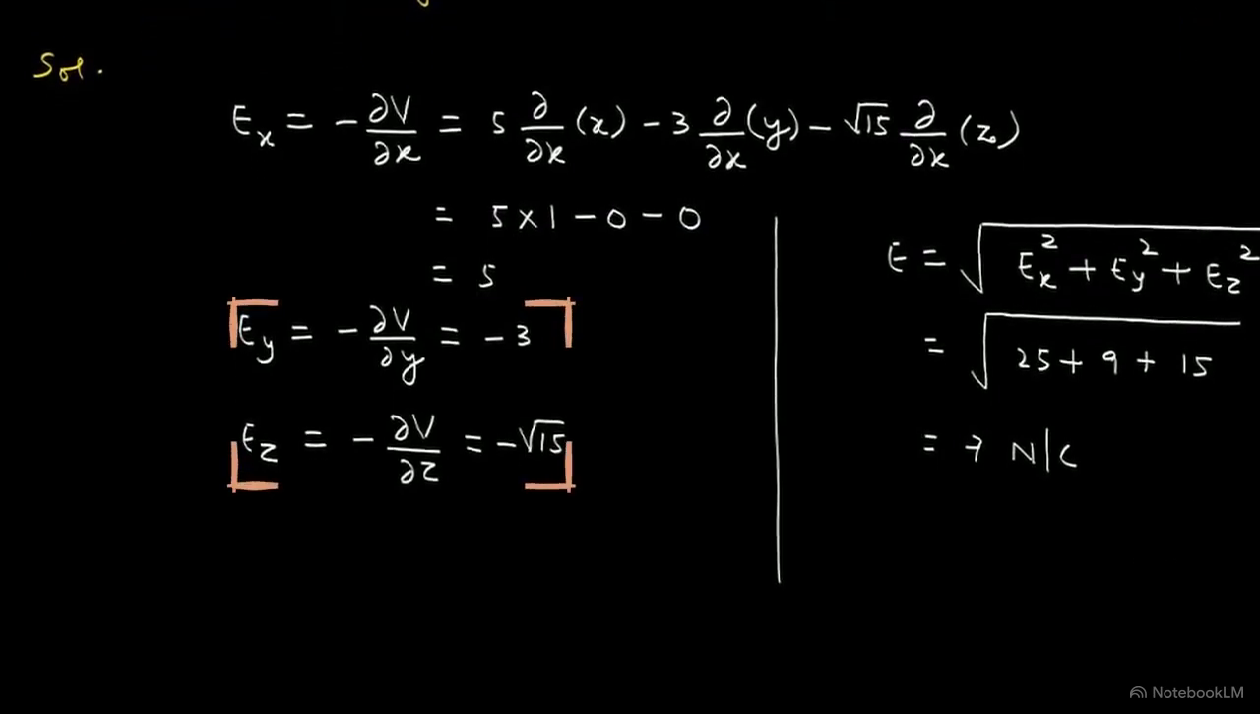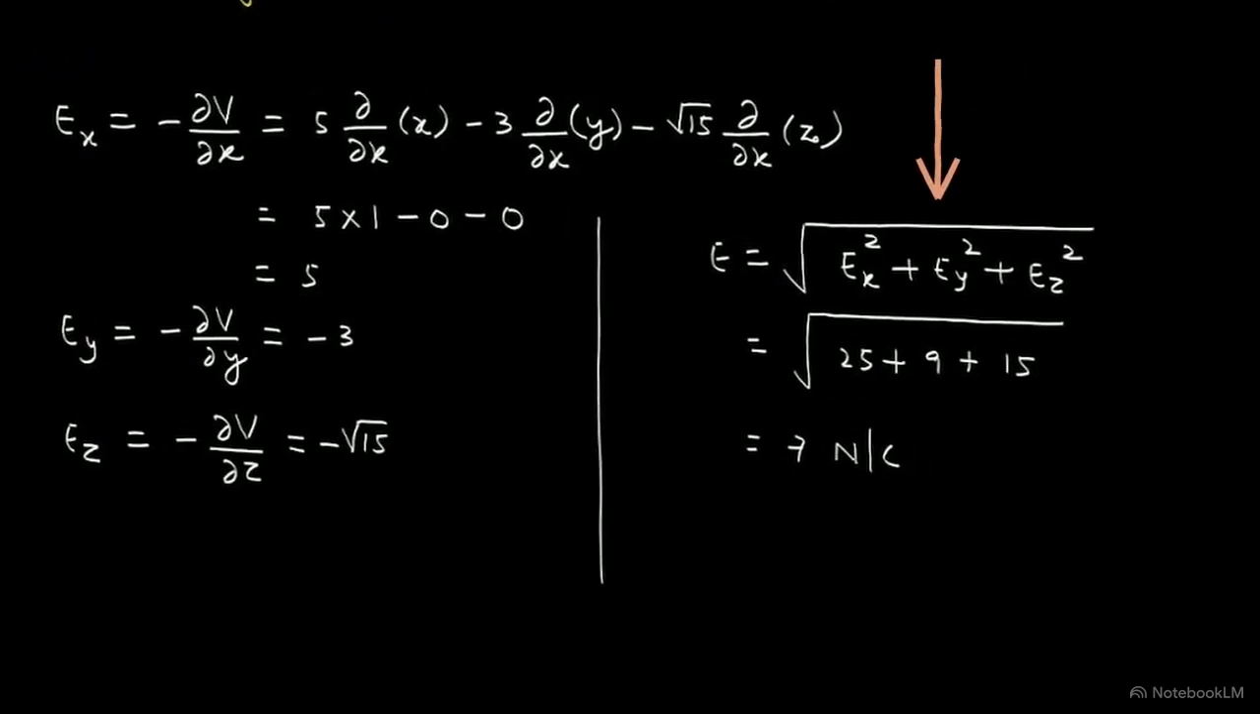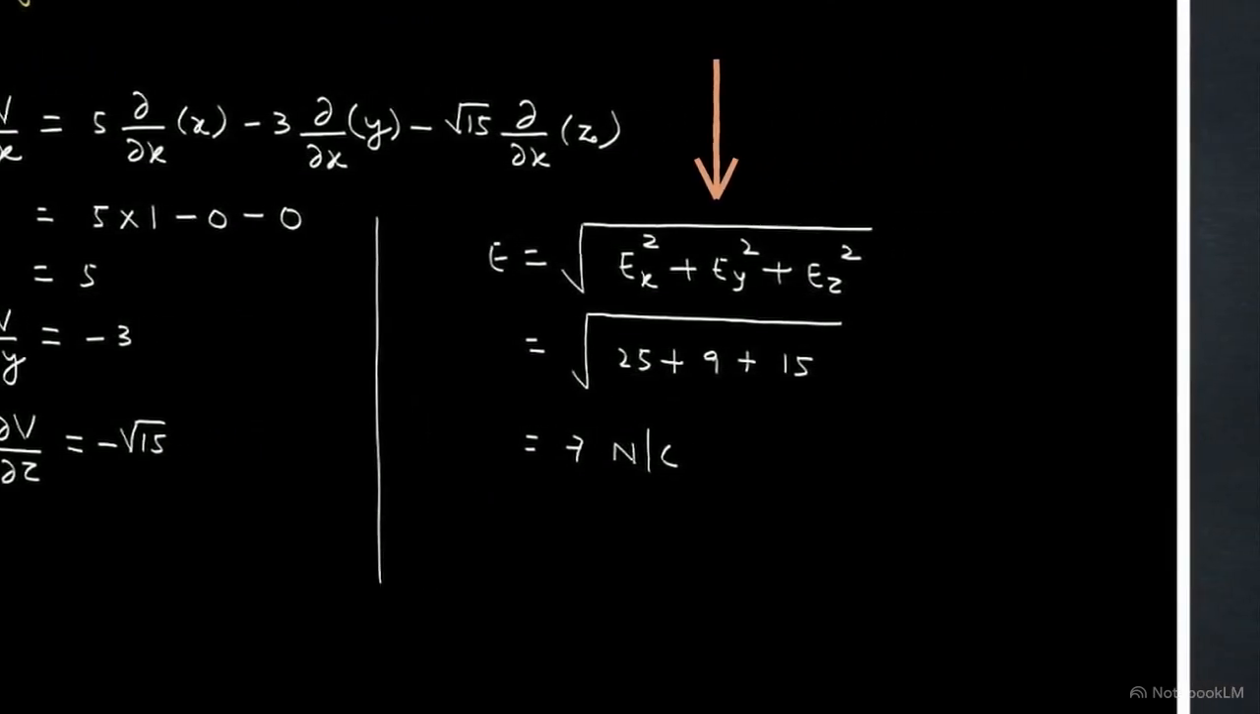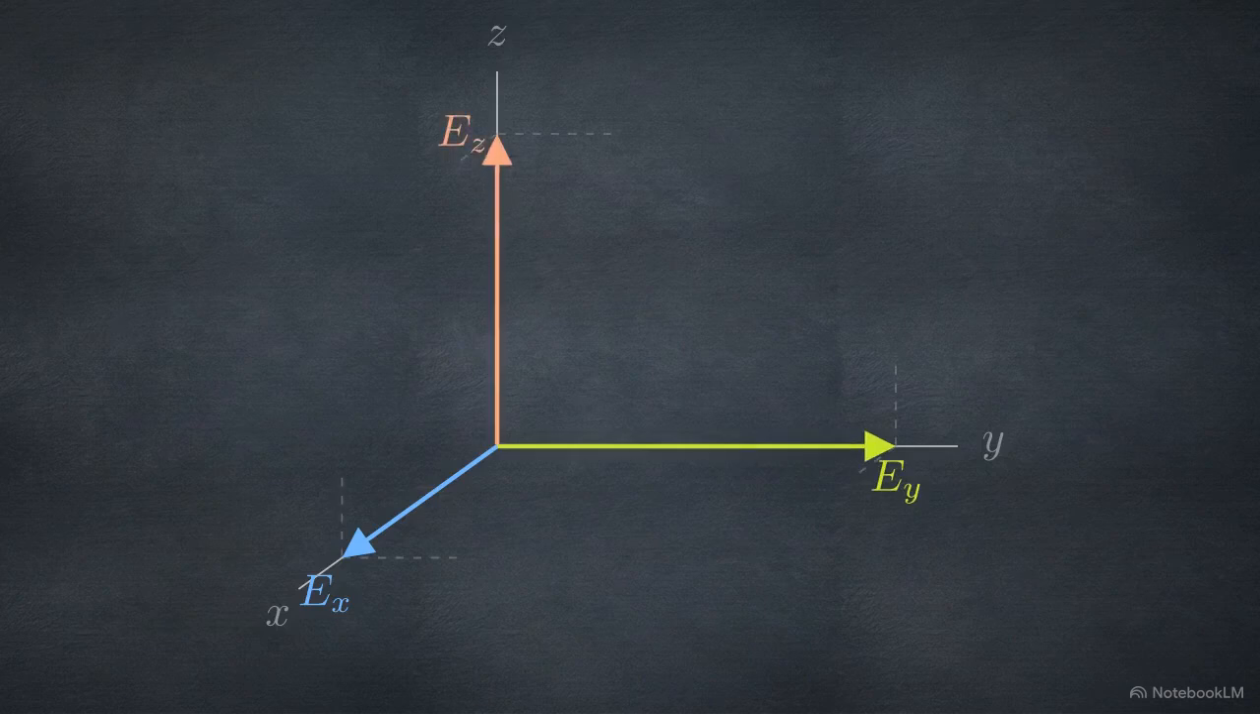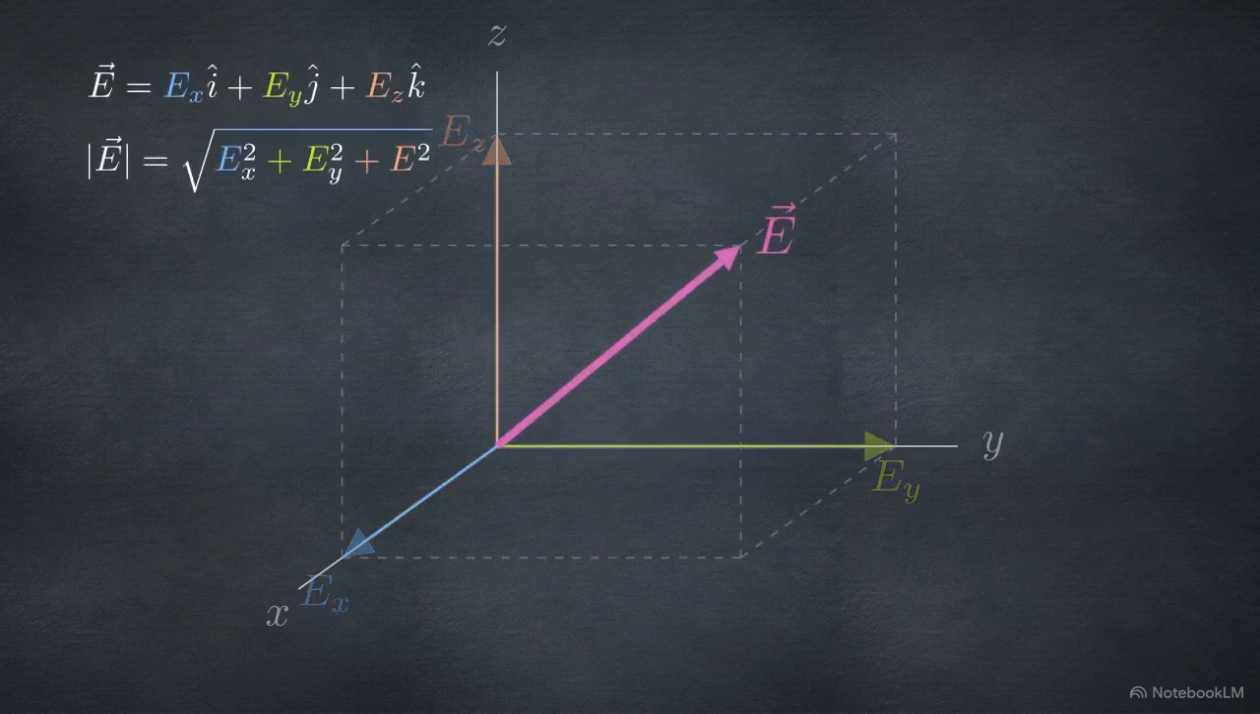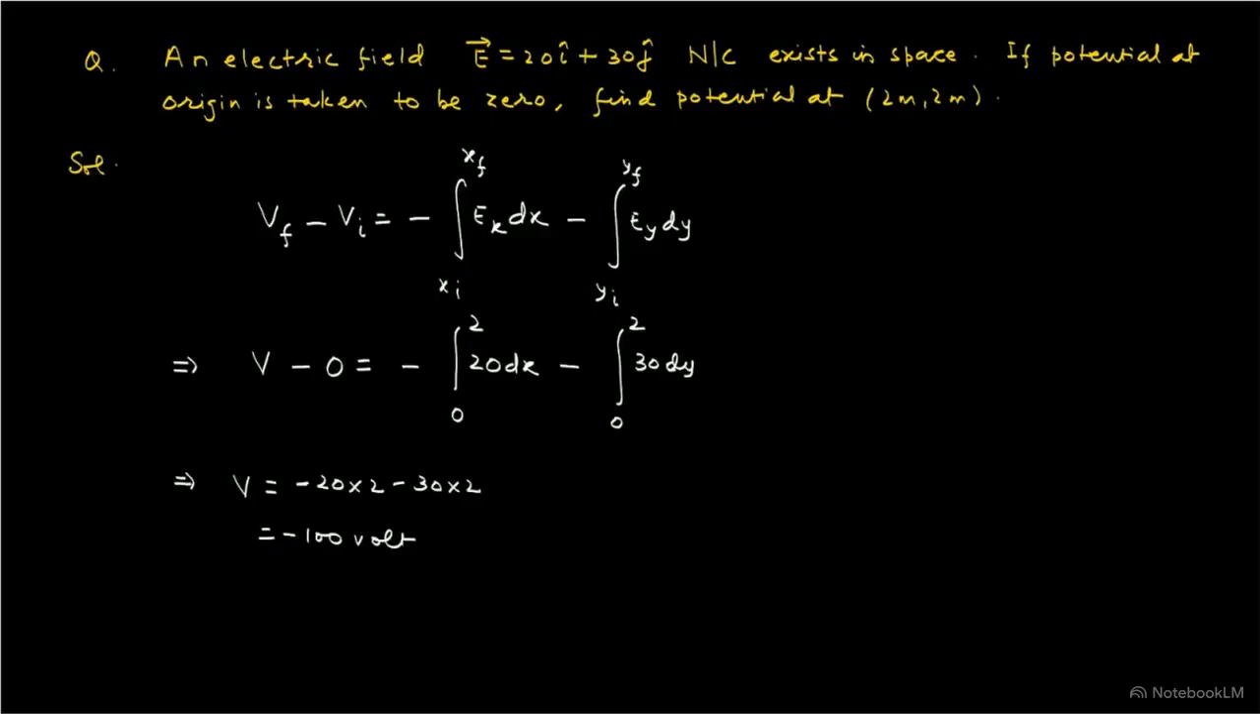Repeating that process gives us the y and z components. To find the true magnitude of the field, we recombine these isolated 1D vectors using the 3D Pythagorean theorem, yielding a final field strength of 7 newtons per coulomb. In multidimensional space, the true electric field is the vector combination of the individual slopes measured along the x, y, and z axes. Now let's reverse the flow.